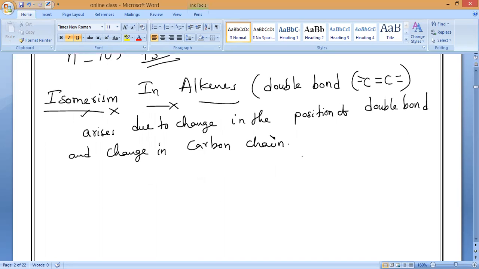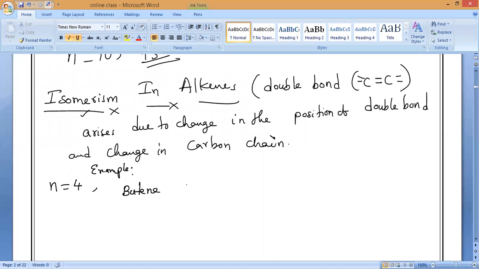Now, for isomerism in alkenes, let us see one example. Let us start with n equals 4 only. So n equals 4 means what will come? Everybody should tell. What is the alkene name?